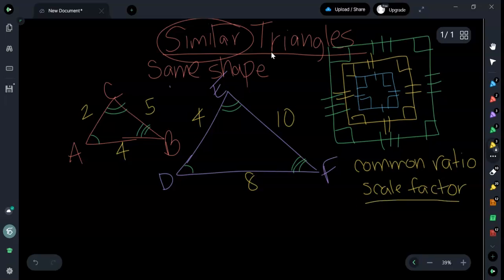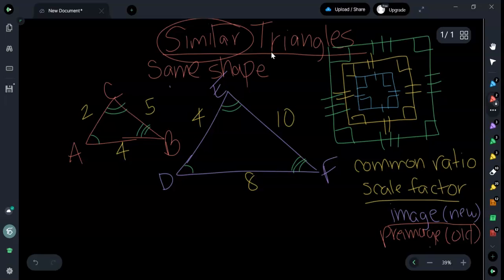So a scale factor is calculated by taking the image. And if you guys remember when we talked about transformations, the image is the new object. And we're going to divide that by the pre-image, which is the old object. So for me to get my scale factor, I'm going to take new divided by old. So let's start off with 8. New is 8 divided by old, which was 4.